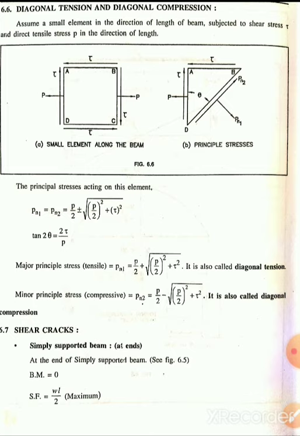Now here is the equation for that: Ld is equal to phi into sigma s divided by 4 tau bd. This equation is also given in IS 456:2000, page 42. Now next, what is bond stress? The shear force acting per unit surface area of the bar in the direction of force is known as bond stress.